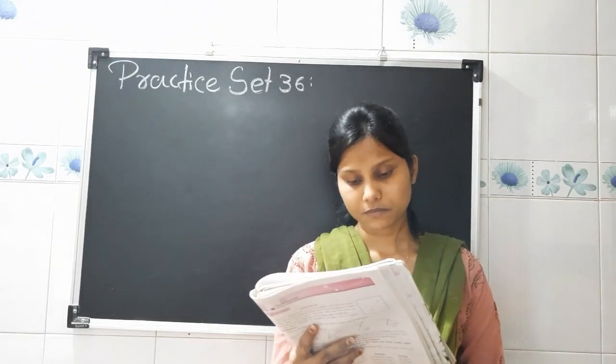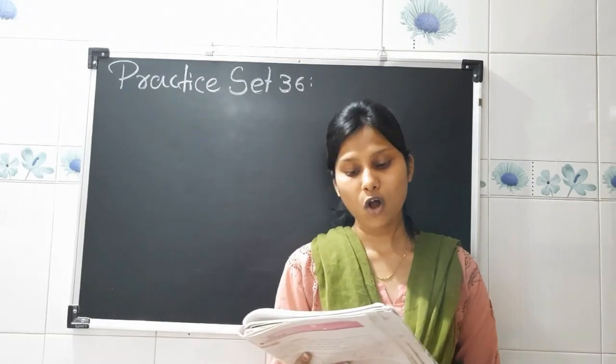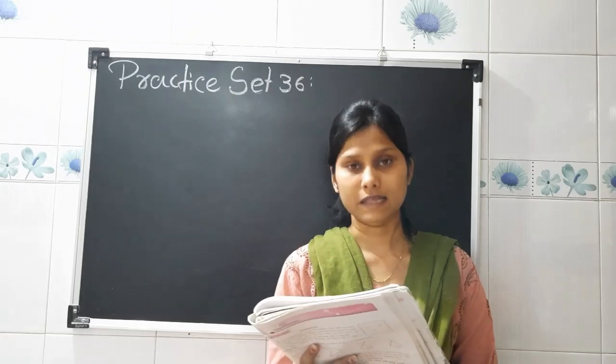Then the next, triangle DEF. You can see that all the sides of triangle DEF have different lengths.